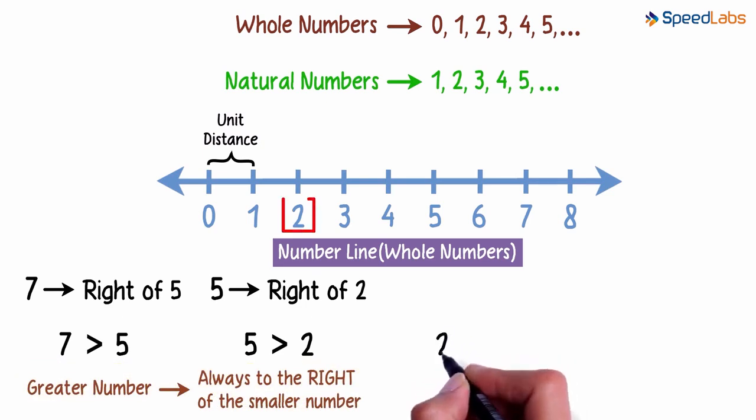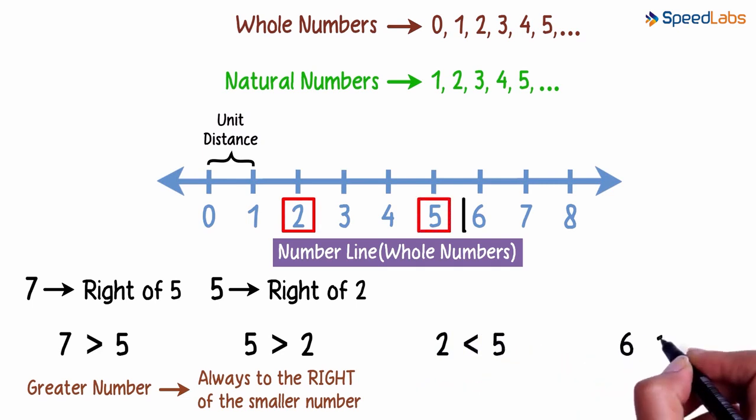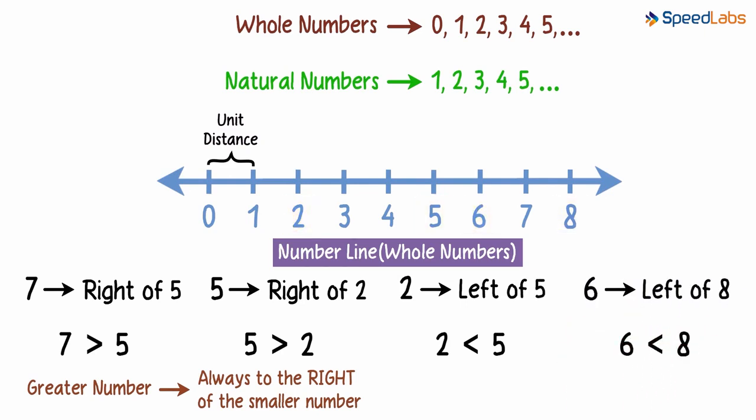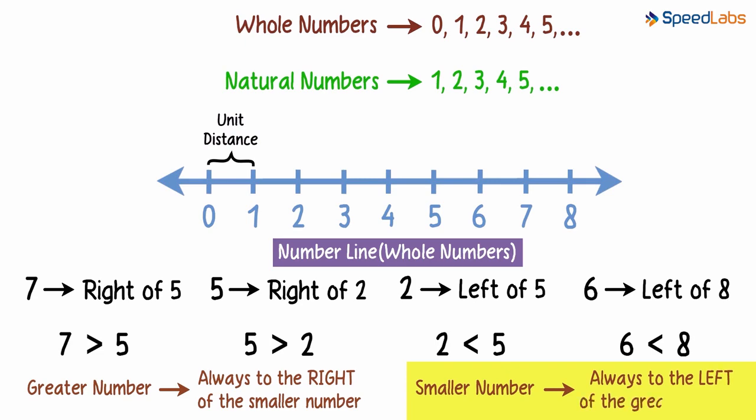Similarly, we know that 2 is smaller than 5 and 6 is smaller than 8. 2 lies to the left of 5 and 6 lies to the left of 8. So we can also say that given any two whole numbers, the small number will always lie to the left of the greater one on the number line.